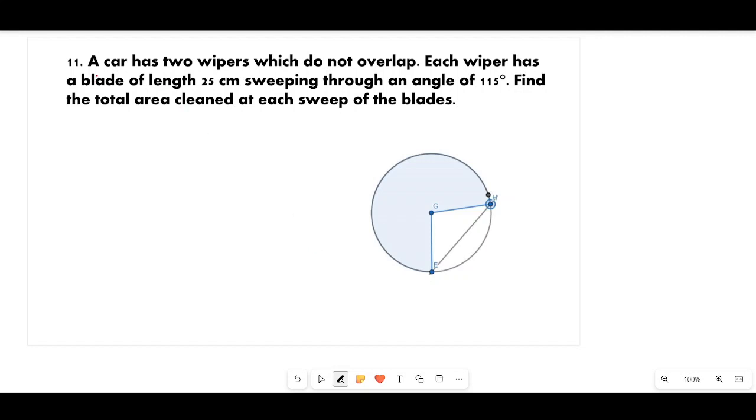Now this is question 11. A car has 2 wipers. Here one is the same as the other. Each wiper has a blade of length 25 centimeter. So blade length is 25 centimeter. Clear? Sweeping through an angle 115 degree. Find the total area cleaned at each sweep of the blades.